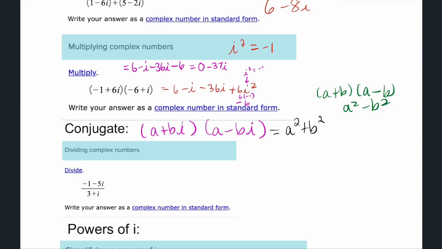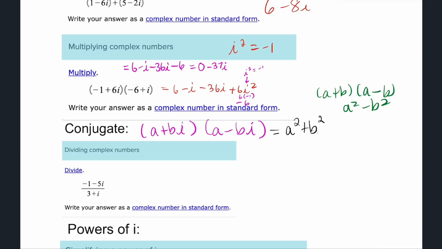So it's just a little formula. You can physically do the FOILing and multiply it out, but no matter what, you'll end up getting that A squared plus B squared. You might notice that we don't have any I's anymore. So that's why conjugates are used, because we don't want square roots in our denominator. We don't even want square roots that have that negative in it.